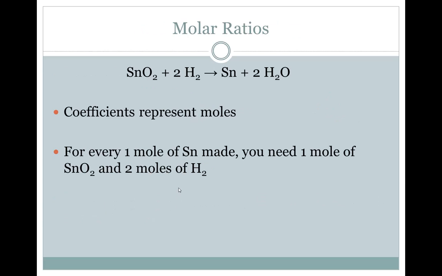When we deal with the numbers in front, when we deal with the coefficients, they represent moles. You need to use moles. So if you're starting with grams or if you're starting with molecules, you need to get it to moles before you can actually relate it within the chemical equation. So if we were to break this chemical reaction down, it would say for every 1 mole of tin that's formed, there's an invisible 1 here. You'll need 1 mole of tin 4 oxide and 2 moles of hydrogen gas.